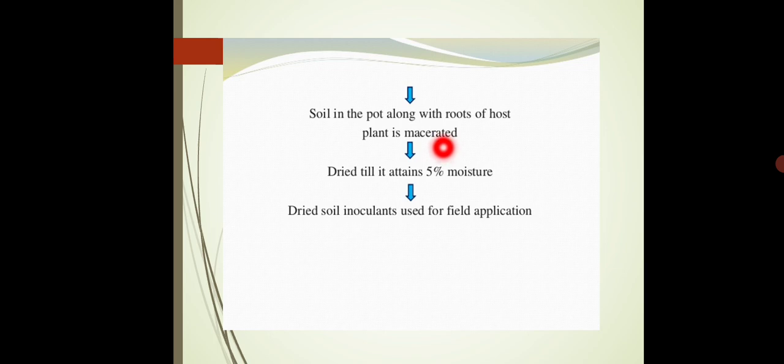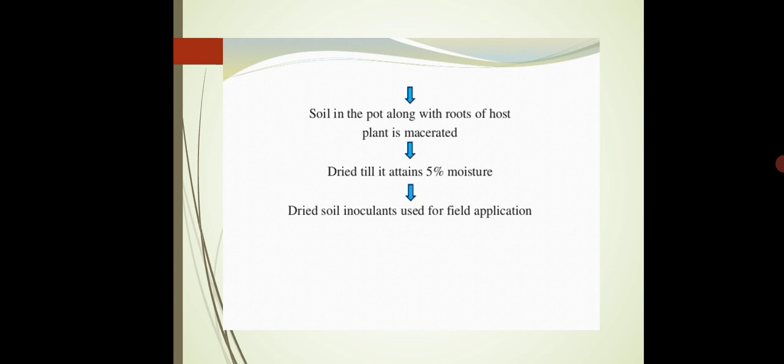तो यहाँ पर हम soil plus root ये soak करते हैं liquid में and after soaking we dry it till it attains 5% moisture. यानी कि moisture level ये ज़्यादा high नहीं रखी जाती. It is kept at a low concentration. So it is dried till it attains a 5% moisture content and at last dried soil inoculants used for the field application. तो completely जब वो dry in the powder form हो जाए, it is used for the field applications. So this is the production of mycorrhizae, which is very simple.